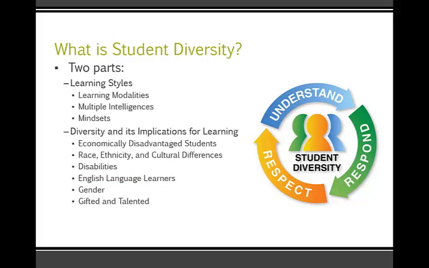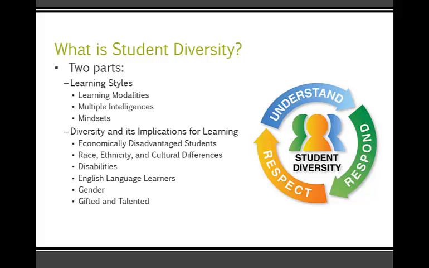I could break down today's topic into 2 parts. One part is about learning styles, generic differences in learning styles. In this section, we're going to talk about learning modalities, multiple intelligences, and mindsets. I call these generic differences in learning styles because they occur in all populations. You might find them in different proportions in different populations of students, but they're going to be there no matter what type of student you're talking about.